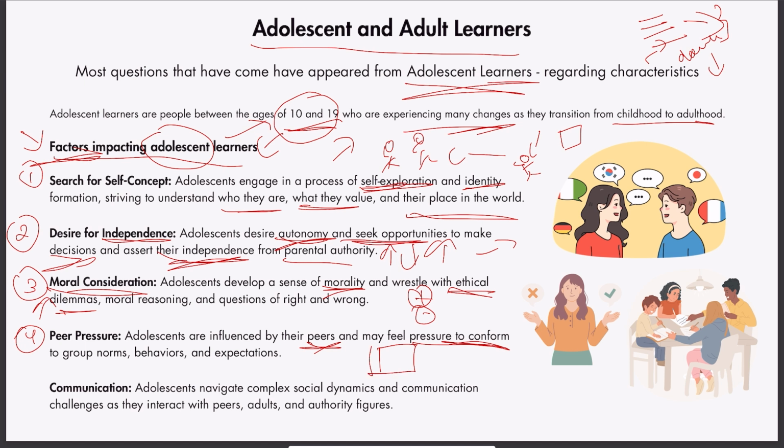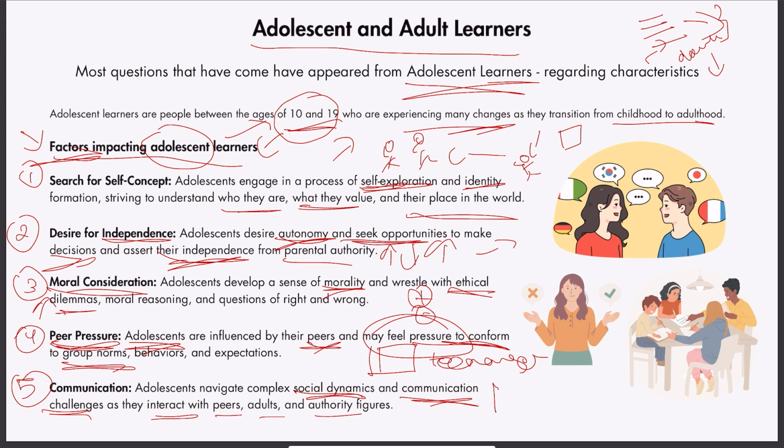So we have that incessant need to fit in, and it's so strong when we are teenagers. So we are greatly influenced by peer pressure. Hence, adolescents at that age may feel peer pressure to conform to group norms. Next, communication. Adolescents navigate complex social dynamics and communication challenges as they interact with peers, adults, and authority figures.